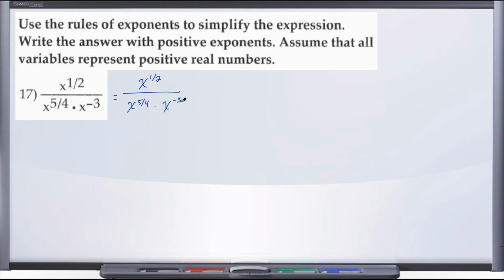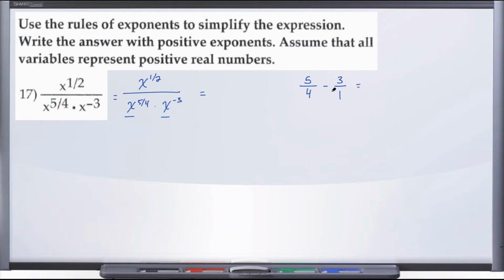And what we can do is go ahead and start by working with just the denominator. And in the denominator, we can see that we're multiplying like bases. And you will recall that when you multiply like bases, you have to add the exponents. So here we have 5/4. And really, because this is a negative here, we're going to say minus 3/1. And let's see what happens here.